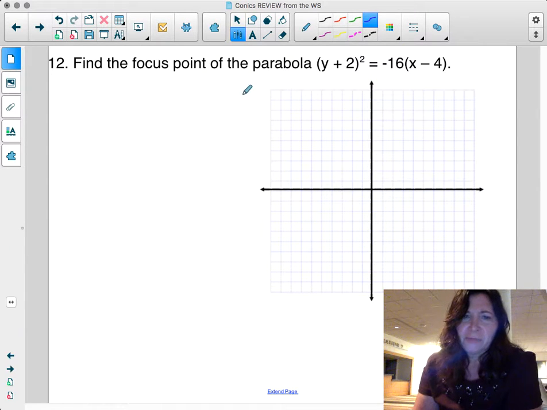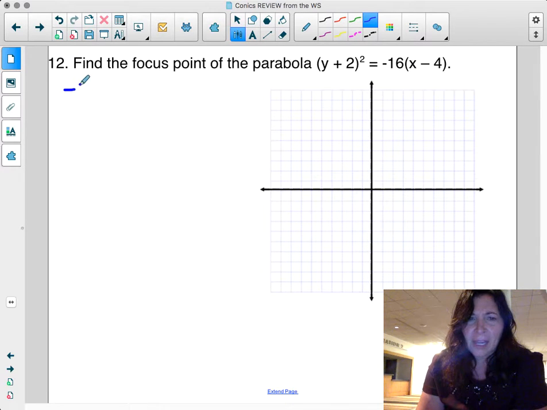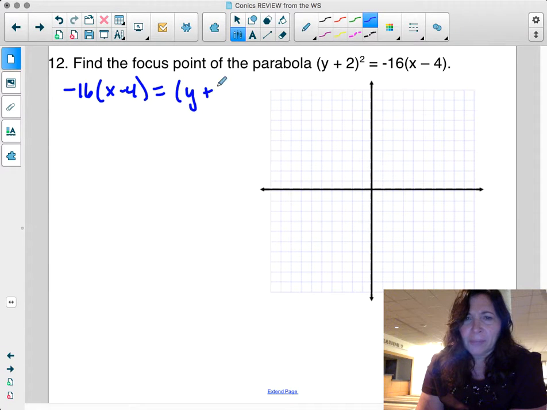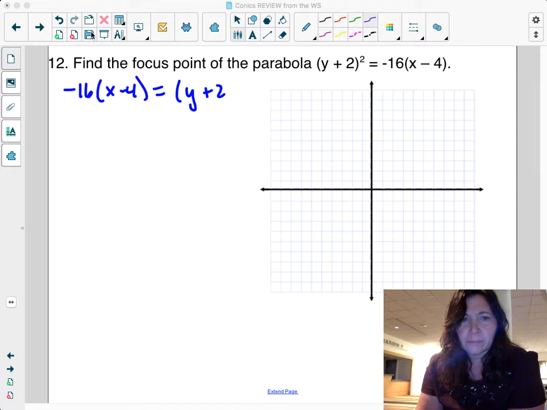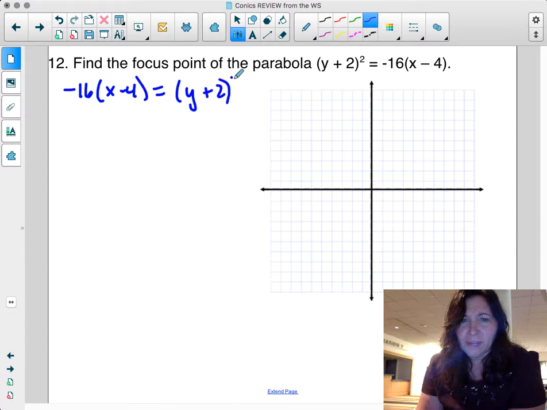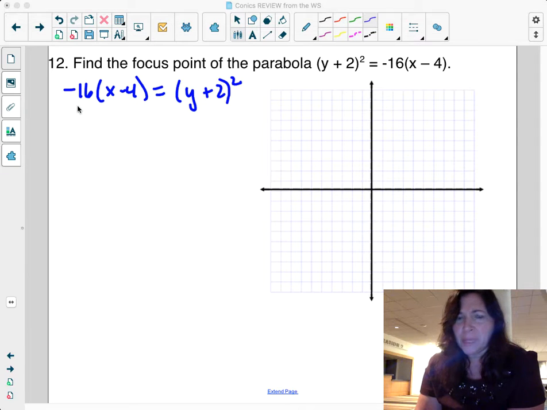This question says, find the focus point of this parabola. So I'm going to rewrite this parabola. It goes negative 16 times the quantity x minus 4 is equal to y plus 2 quantity squared. I like to rewrite this. I know some people will keep this number here.